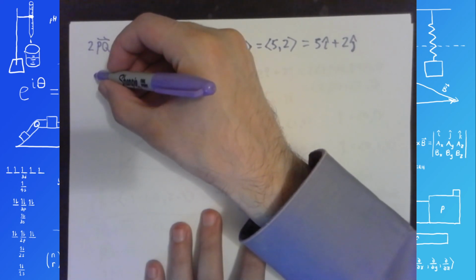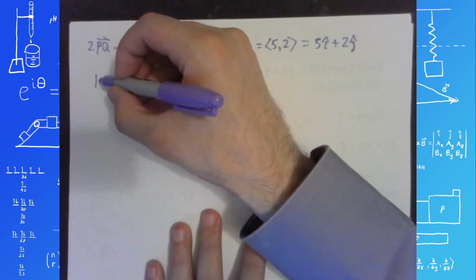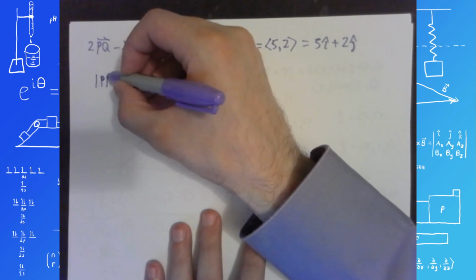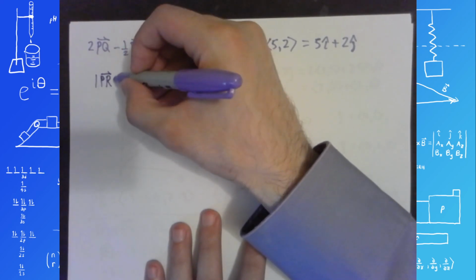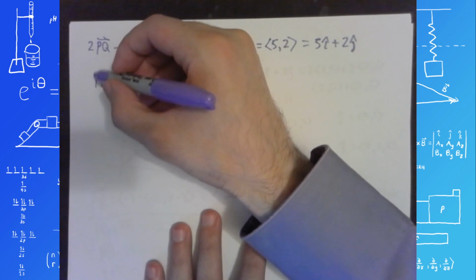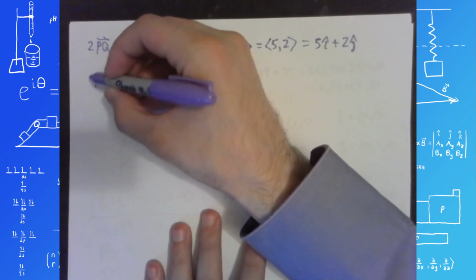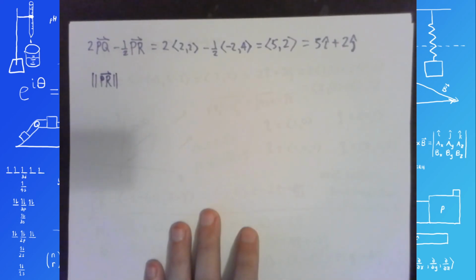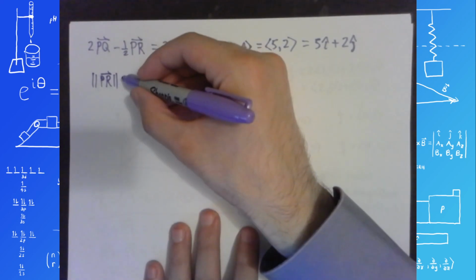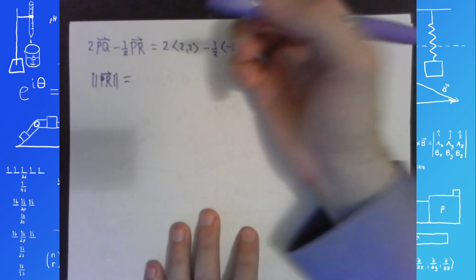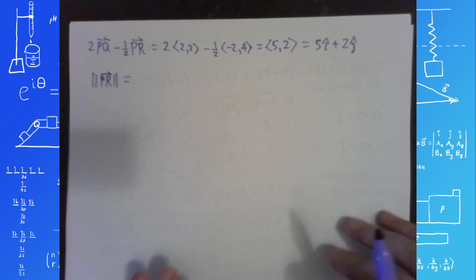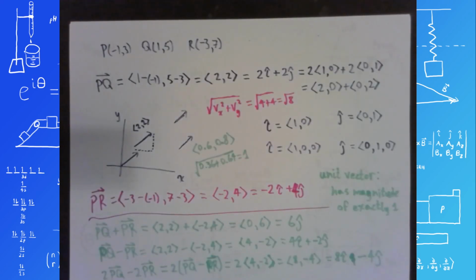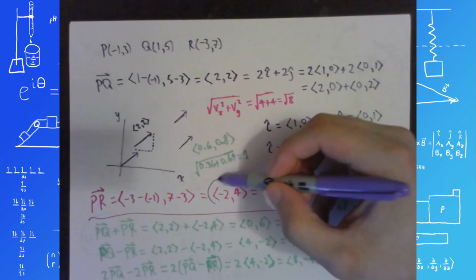So the magnitude of PR, depending on the book you use, sometimes you'll see different notations for it, but the magnitude of a vector can be represented by putting that vector in either single absolute value bars, or a lot of textbooks I see will use double absolute value bars. So let's get the magnitude of PR. PR was negative 2, comma 4.